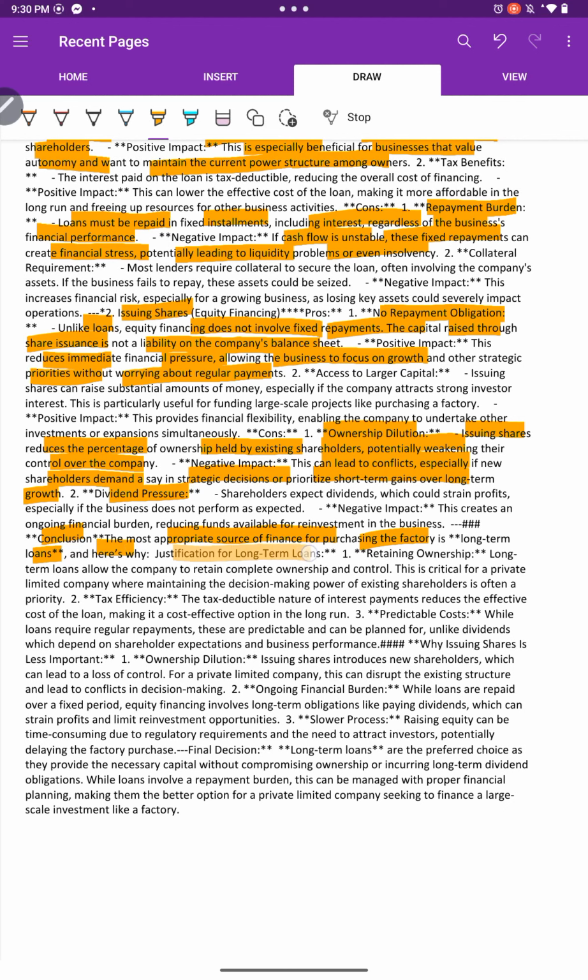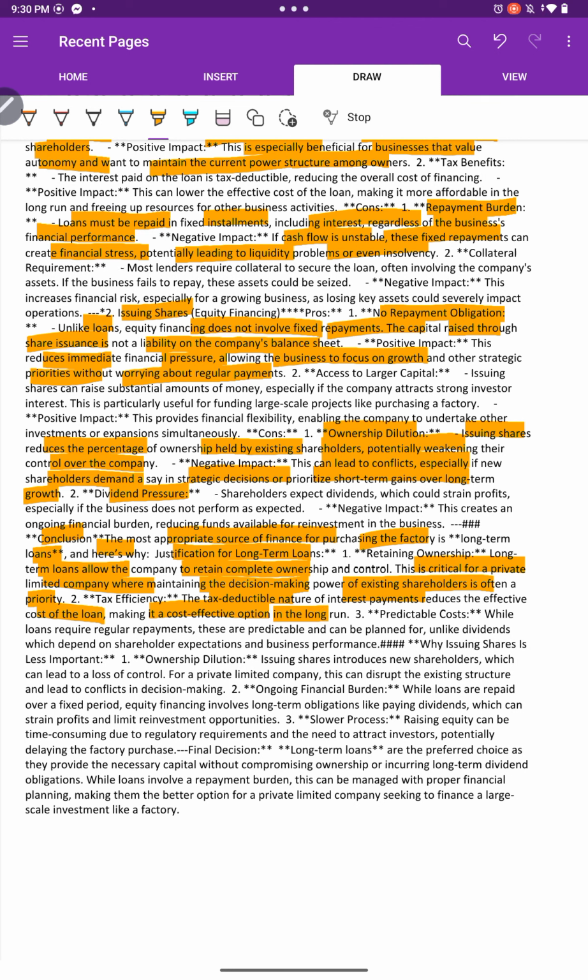The justification for long-term loans is that they allow the company to retain complete ownership and control, and this is critical for a private limited company where maintaining the decision-making power of existing shareholders is often a priority. There is also the tax deductible nature of interest payments, which reduces the effective cost of the loan, making it a cost effective option in the long run.